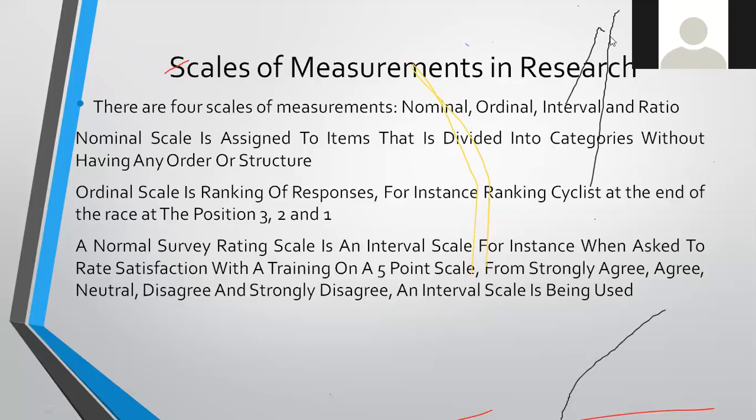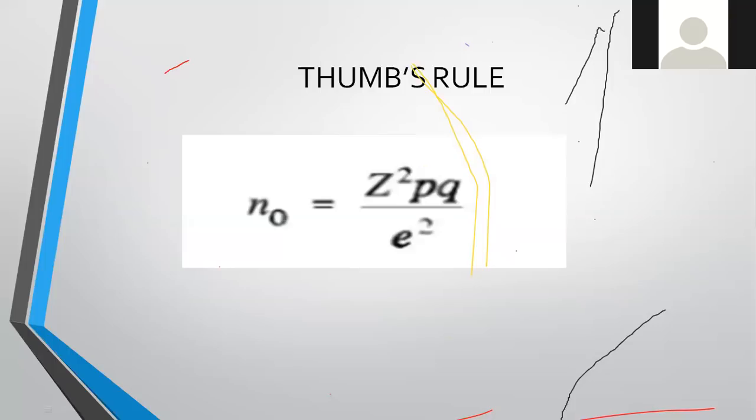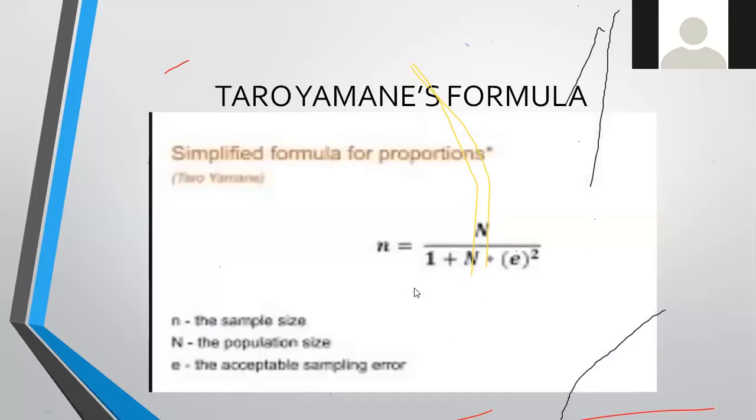The first one I discussed was Taro Yamane, and it has a formula of small n. If you go back to the slide, you will see the formula. Small n is equal to capital N over 1 plus capital N times E squared. That is Taro Yamane. And we have other formulas too. We have Tom's rule, we have Unwana, we have Araoye. Is it the meaning of those letters that you want me to explain to you?